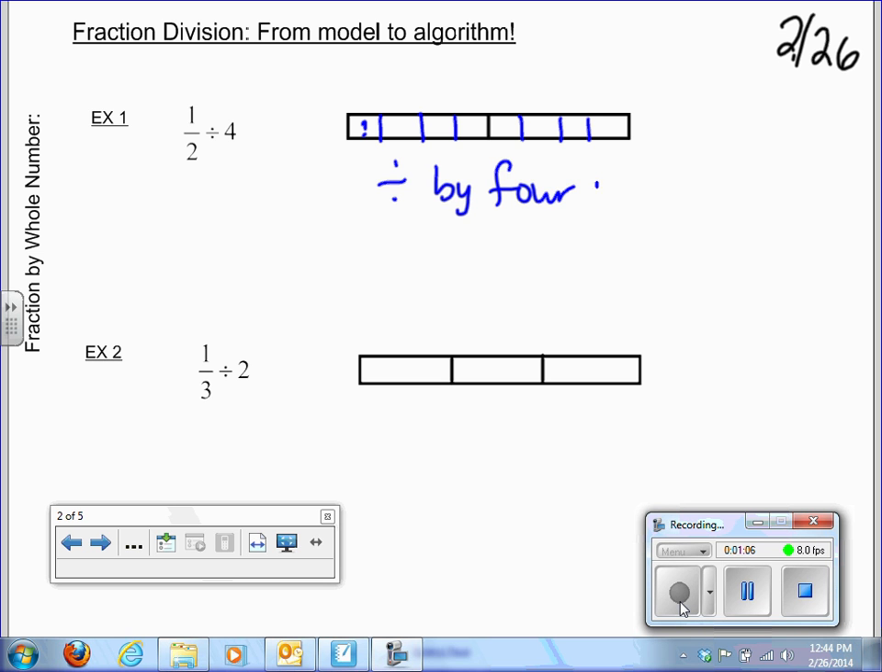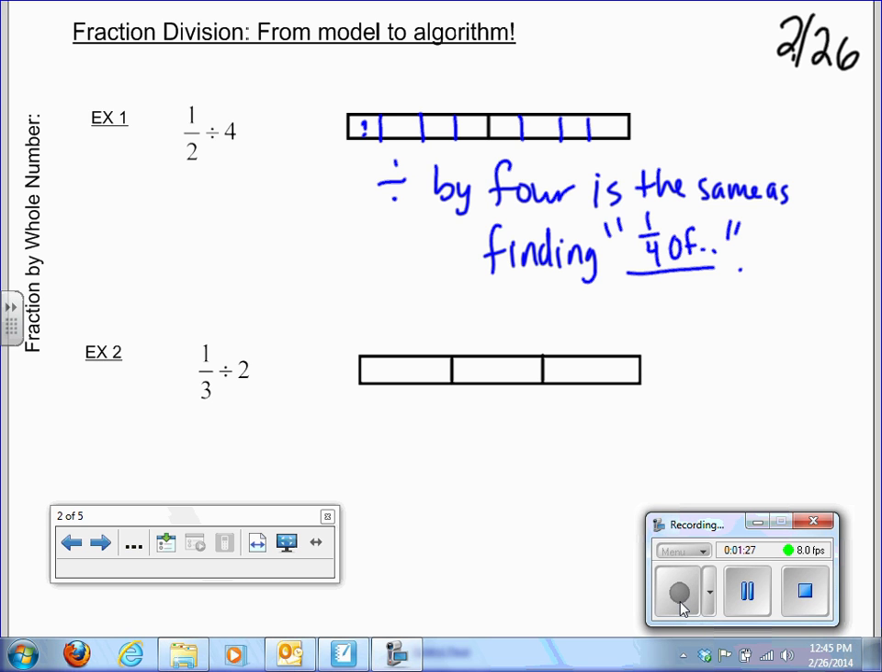is the same as finding. Does anybody know what we can use to fill in the blank? There's 2 words. Katie? 1/4. Finding 1/4 of something.